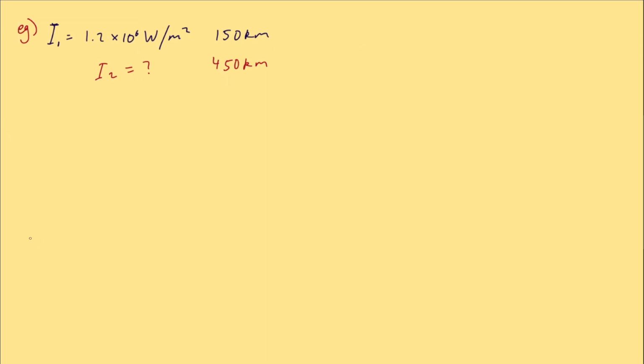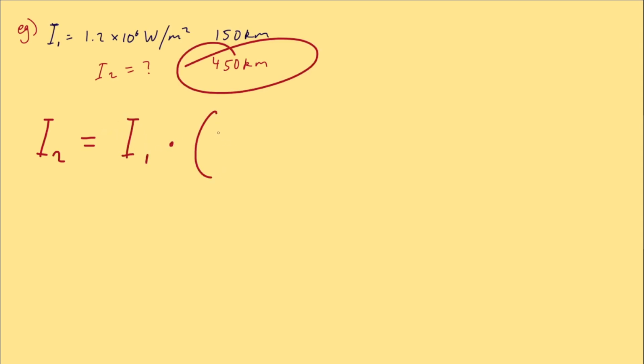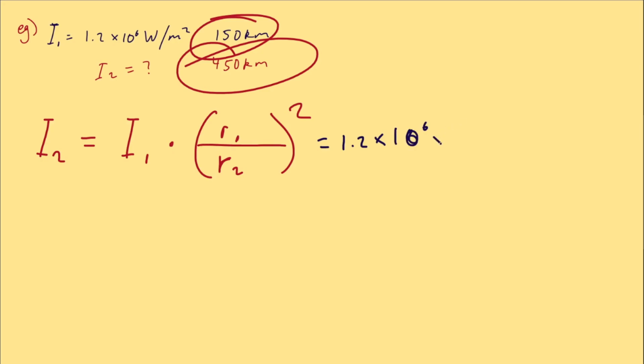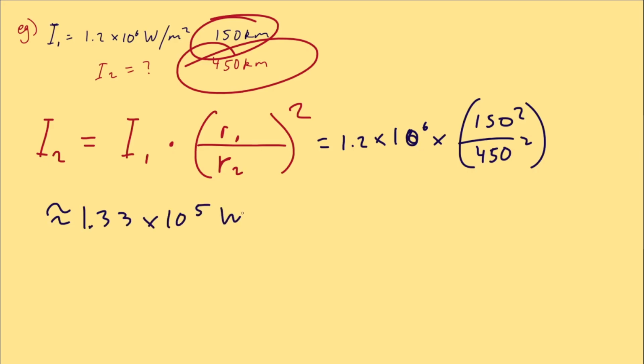So there's a special formula that comes from the inverse square law. And you may have seen this in gravitational problems. But our new intensity, which is our intensity at 450 kilometers, is equal to the original intensity multiplied by the old radius, so 150, over the new radius, so 450, squared. This is 1.2 times 10 to the power 6 times 150 over 450 squared. And our new intensity is roughly 1.33 times 10 to the power 5 watts per meter squared.